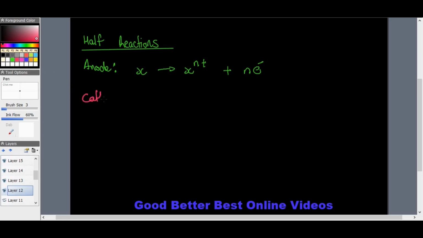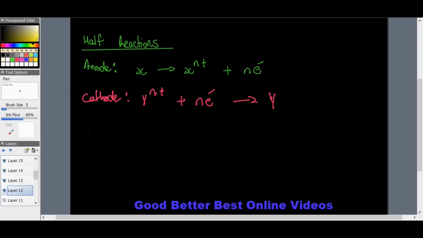Then at the cathode, it will be the opposite. Let's use Y maybe. So Y^n+, showing that it's positive, plus the electrons, showing that it's gaining electrons, goes to a neutral substance, Y. That's the general form. The anode obtains a negative charge and shows a loss in mass, whilst the cathode obtains a positive charge and shows an increase in mass.